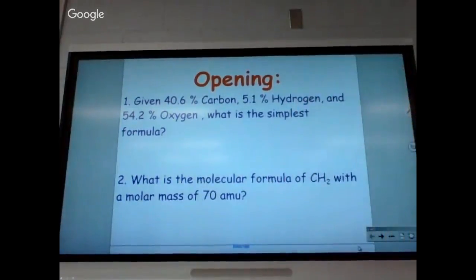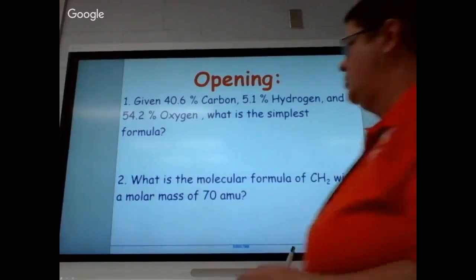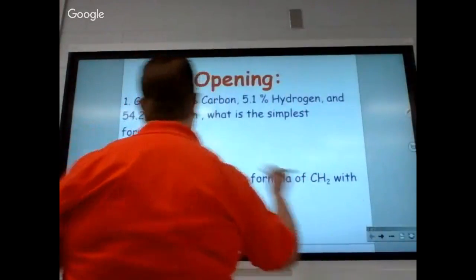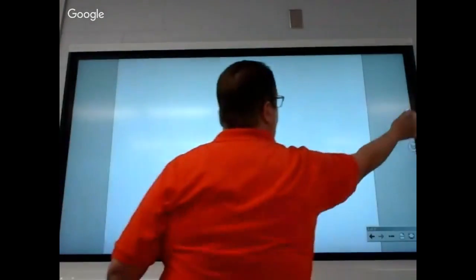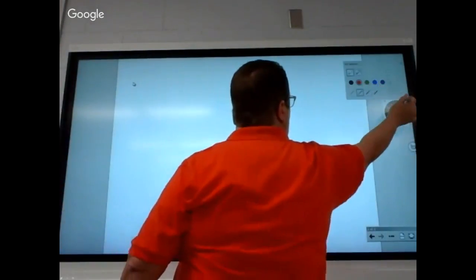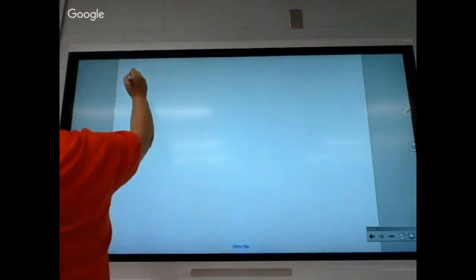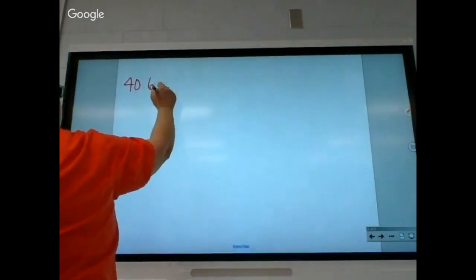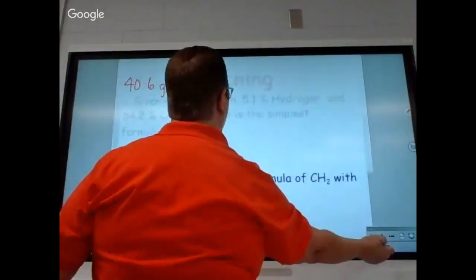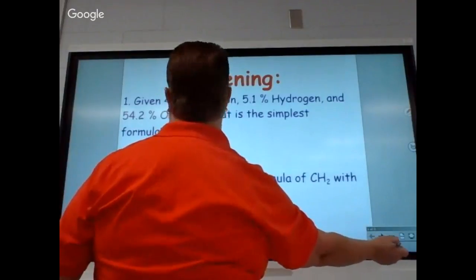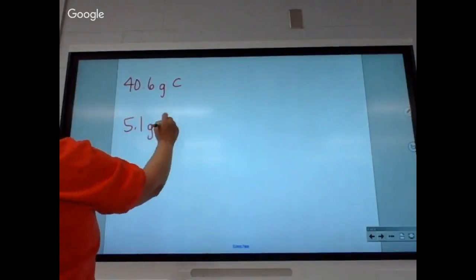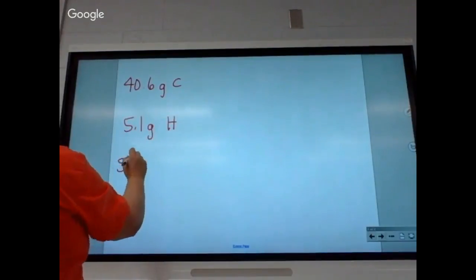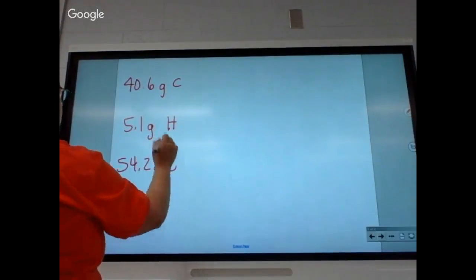Bonus. Remember, you get a partner, no notes. So what do we do? Switch the percents to grams. So we've got 40.6. That's way too wide. All right, 40.6 grams of C, 5.1 grams of H, and 54.2 grams of O.